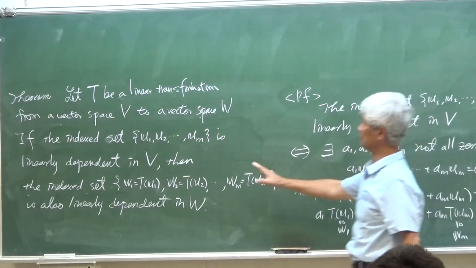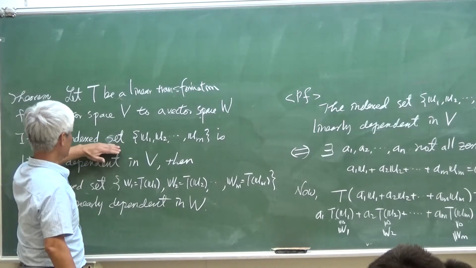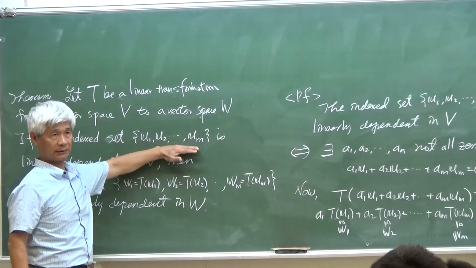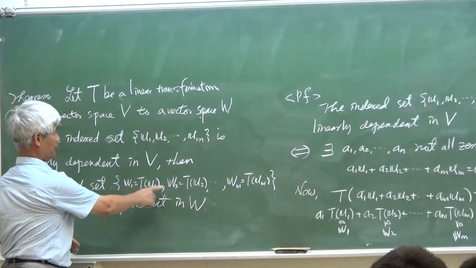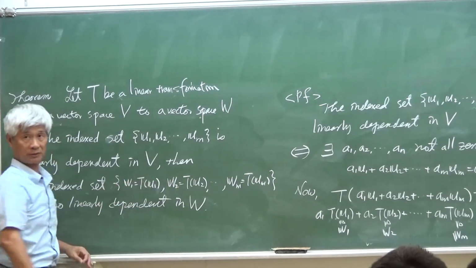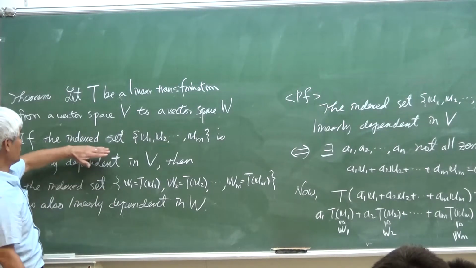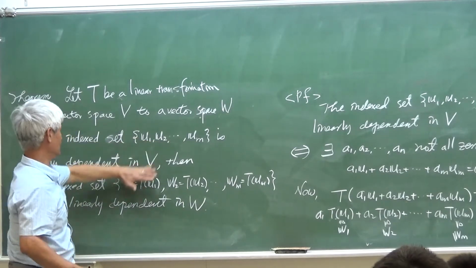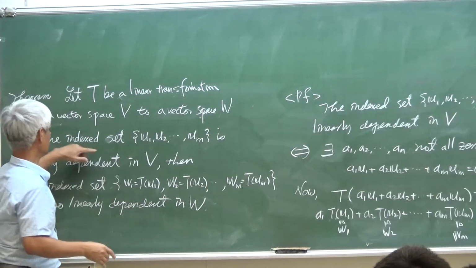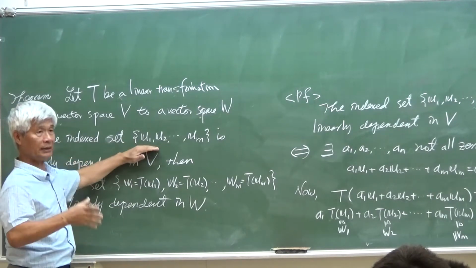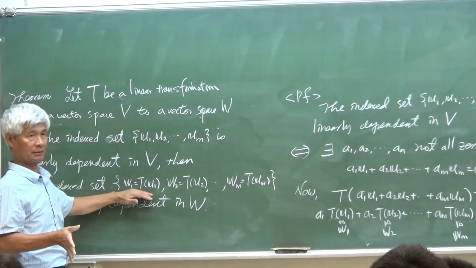So from here, you know, in the exercise I assigned to you, even though you have a linearly independent index set, the image may not be linearly independent. Why? Because they have repeats. They may have the same images. So if the index set is linearly independent, the image may not be linearly independent. But the theorem says that if the index set is linearly dependent, then the images must be linearly dependent.